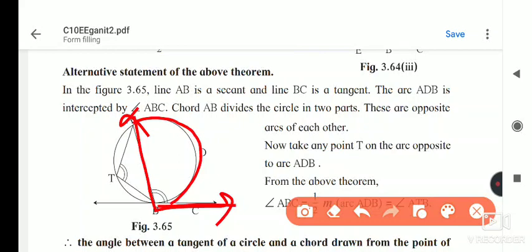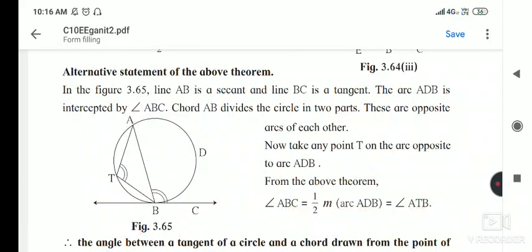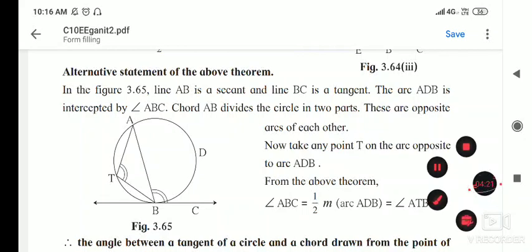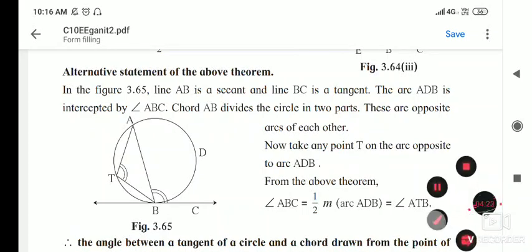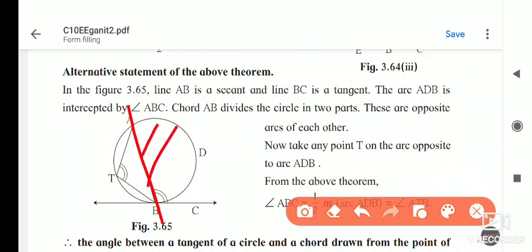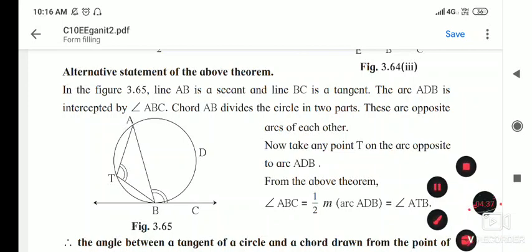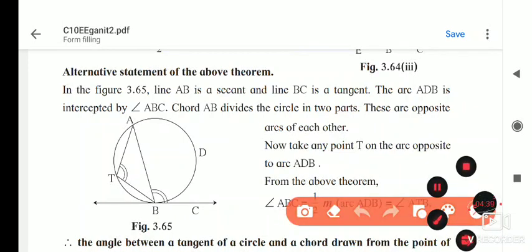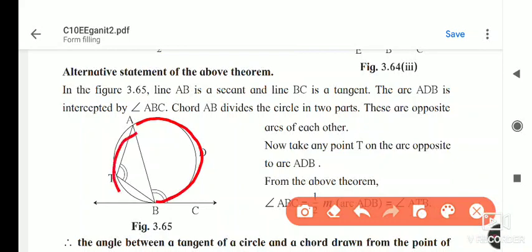Chord AB divides the circle in two parts. This is the chord AB, and it divides the circle in two parts. This is one part and this is the other part. These are opposite arcs of each other. So this is ADB and this is ATB. These are the two arcs of the circle and they are opposite to each other.